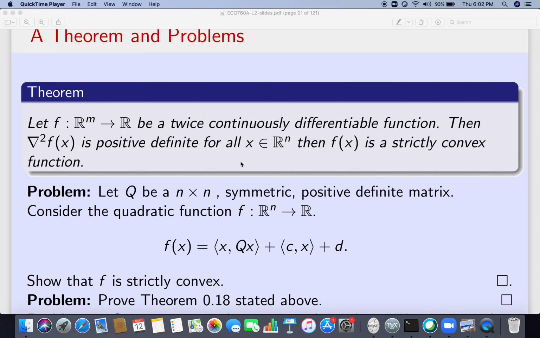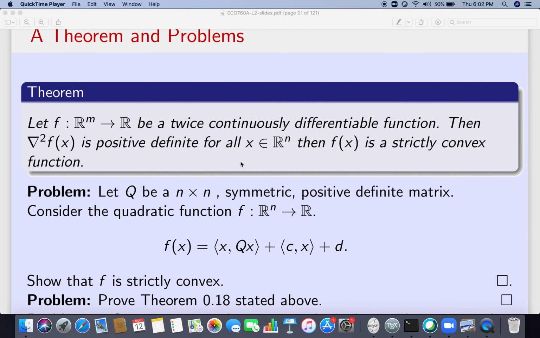So if you have a twice continuously differentiable function, and if the Hessian matrix is positive definite for all x, then f is a strictly convex function. But as I told you, the reverse is not true. You can try out x^4 plus y^4.